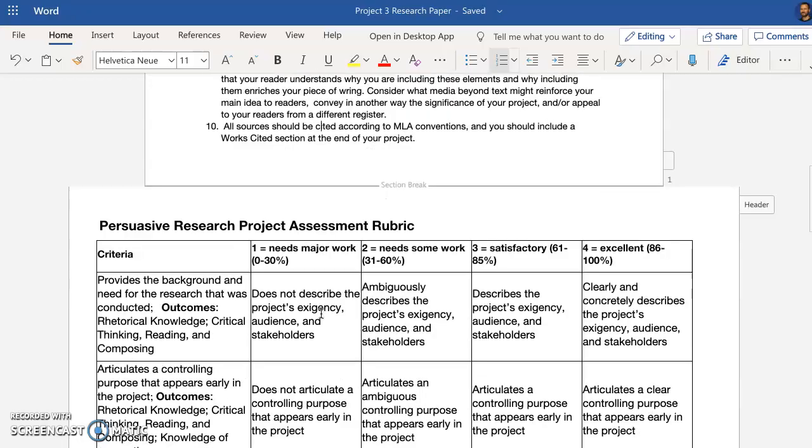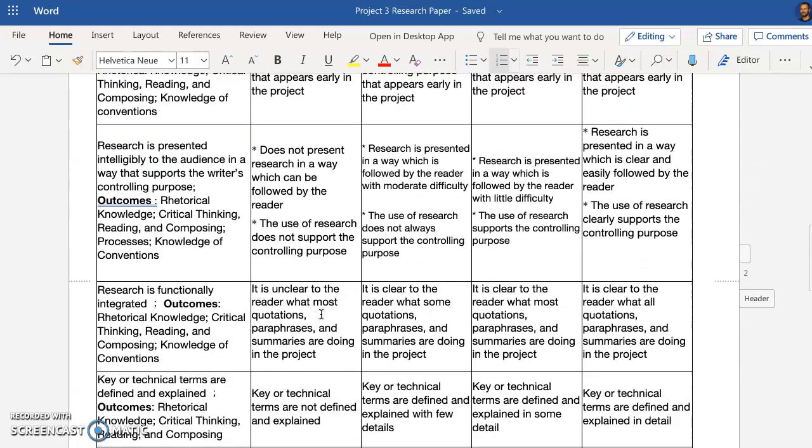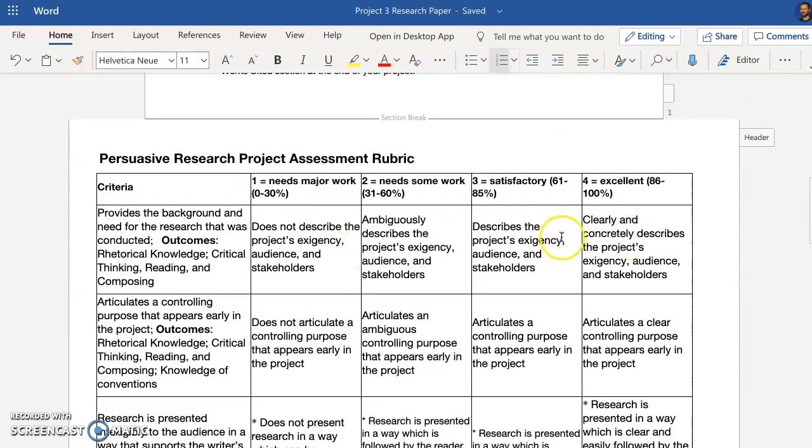Okay, guys, here's the rubric that will also help keep you on track in terms of what I expect at every level. And that's it.